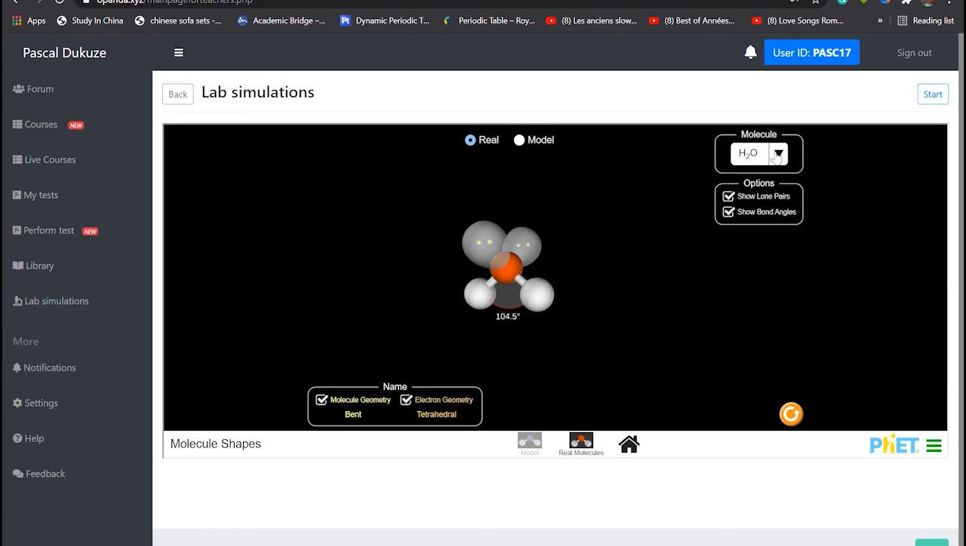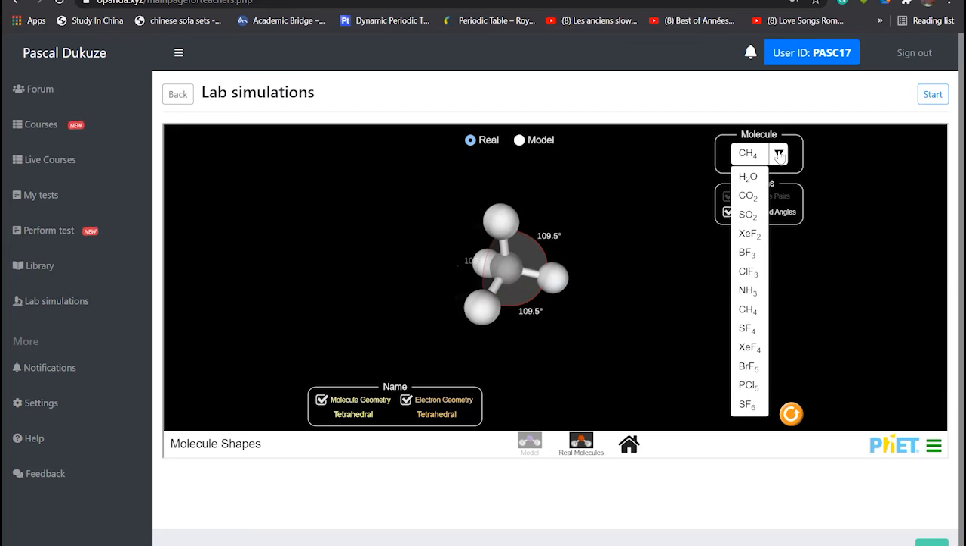You can also use another molecule, like a molecule of CH4. You see what we have? Look, we have a tetrahedral molecule. That is the tetrahedral molecule with a bond angle of 109.5. The name of the molecular geometry and the name of the electron domain geometry are the same.